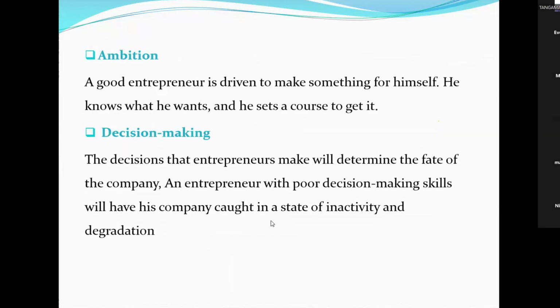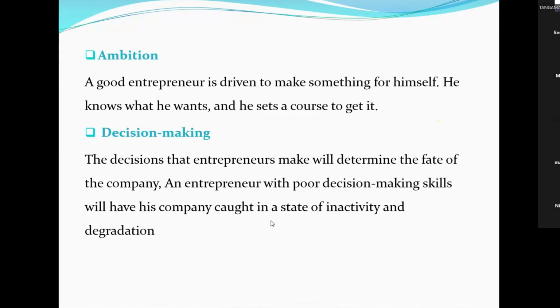Ambition: a good entrepreneur is also driven to make something for himself. He knows what he wants and he sets a course to get it. Decision making: the decisions that entrepreneurs make will determine the fate of the company, and the entrepreneur's decision making determines whether his company moves forward or falls into inactivity and degradation.